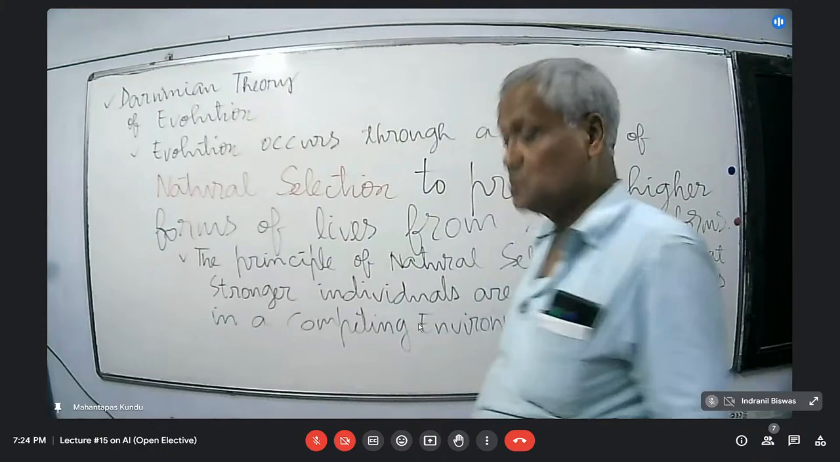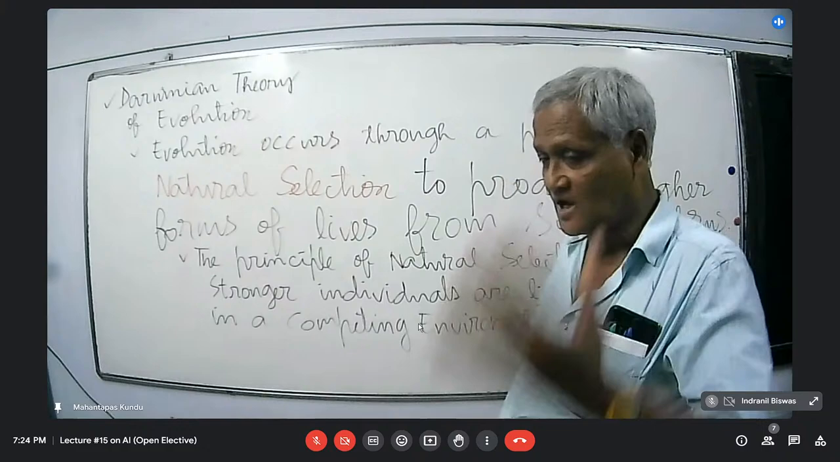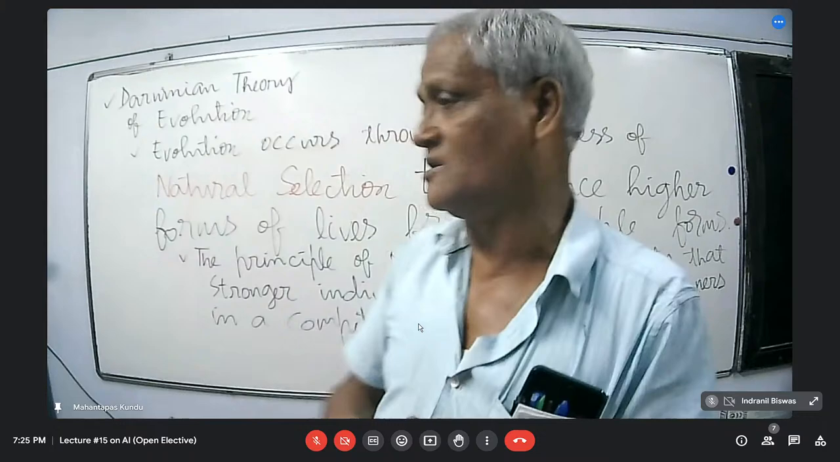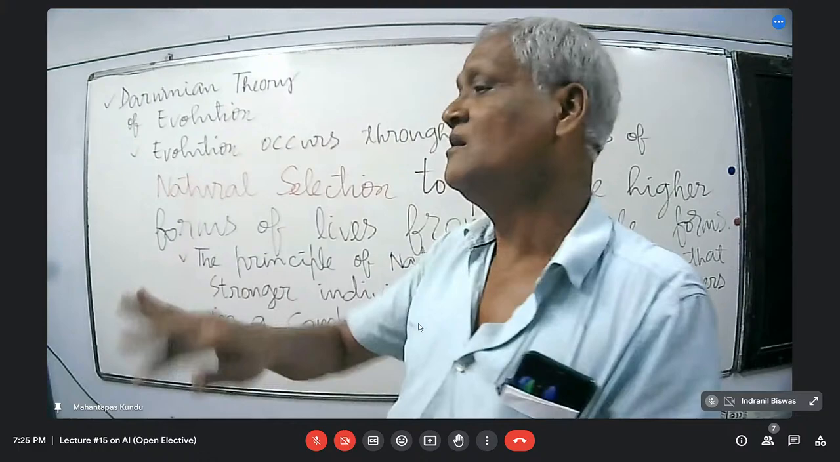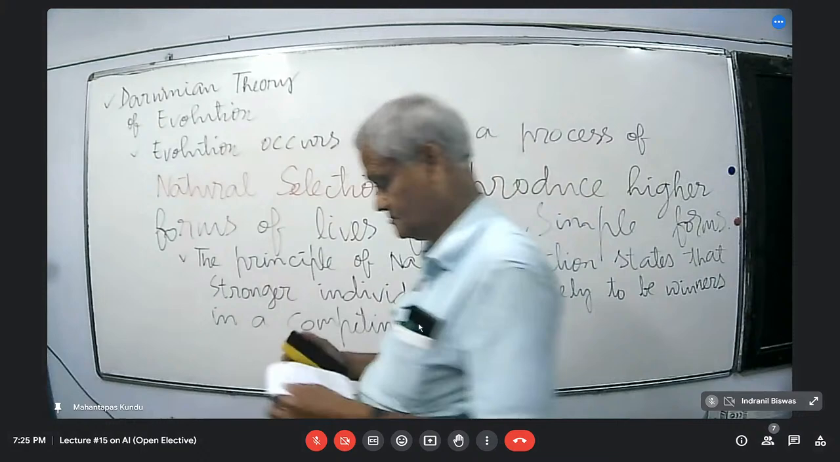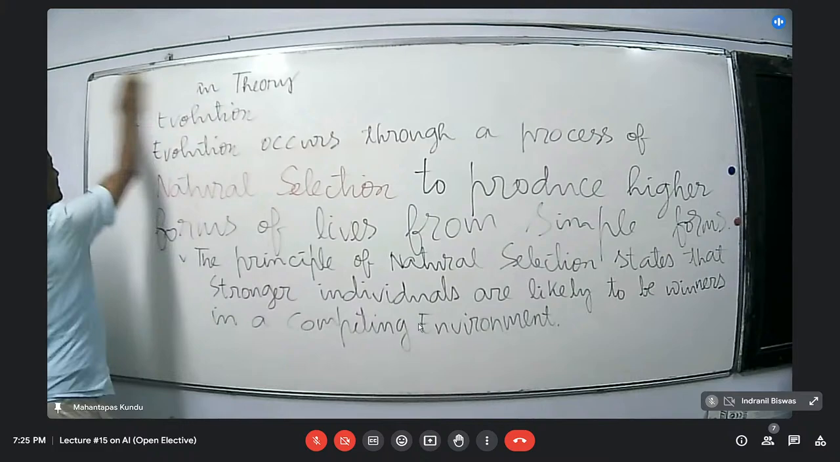So when we search for an optimal solution, when we search for the optima of a function, we will always try to find the one which is the fittest compared to others. So we will apply this principle in the genetic algorithm. And next I shall explain.